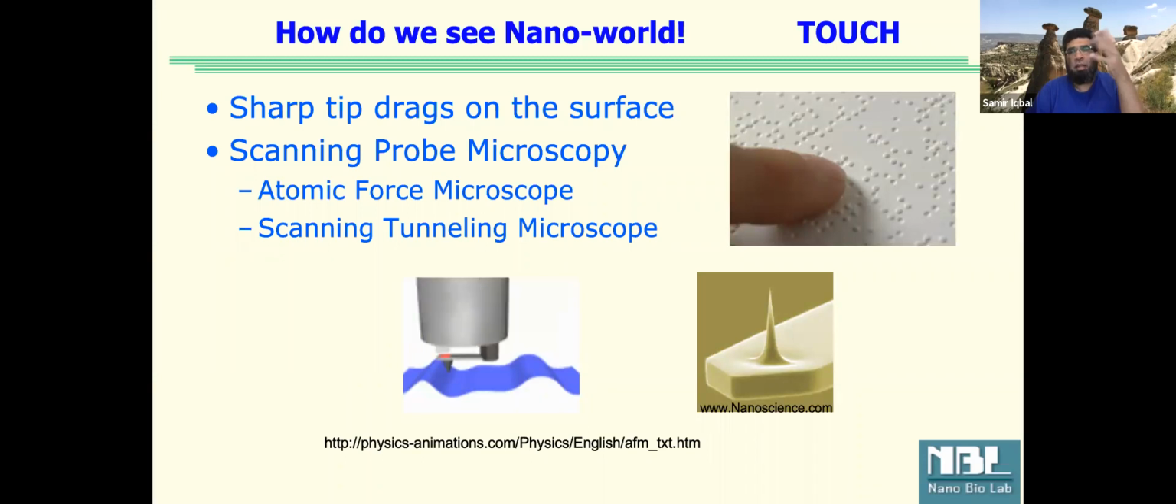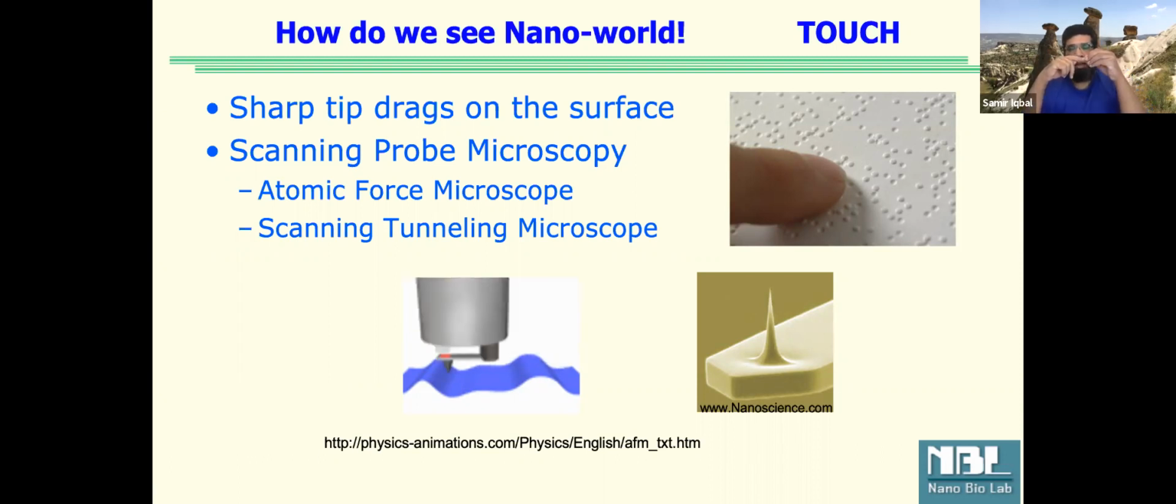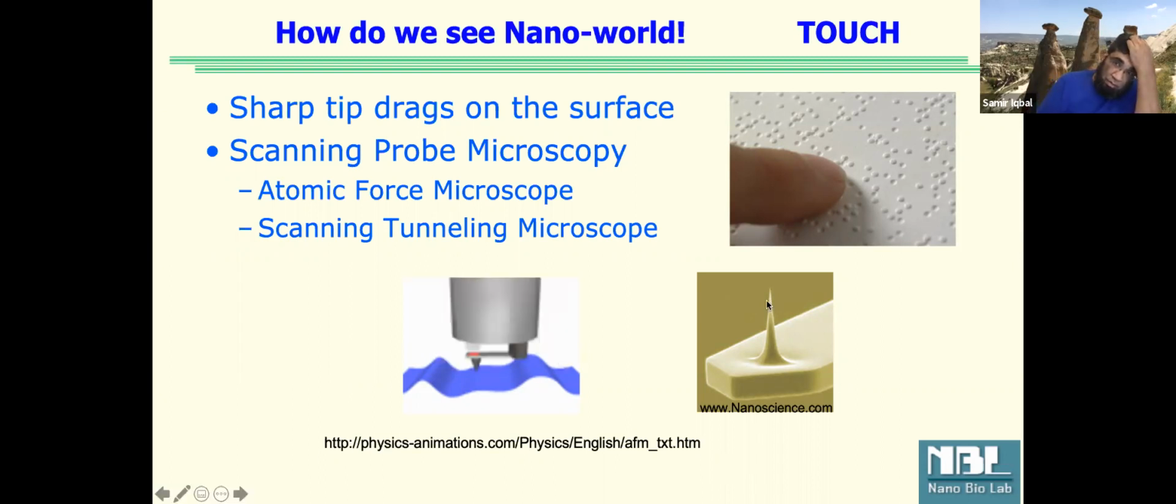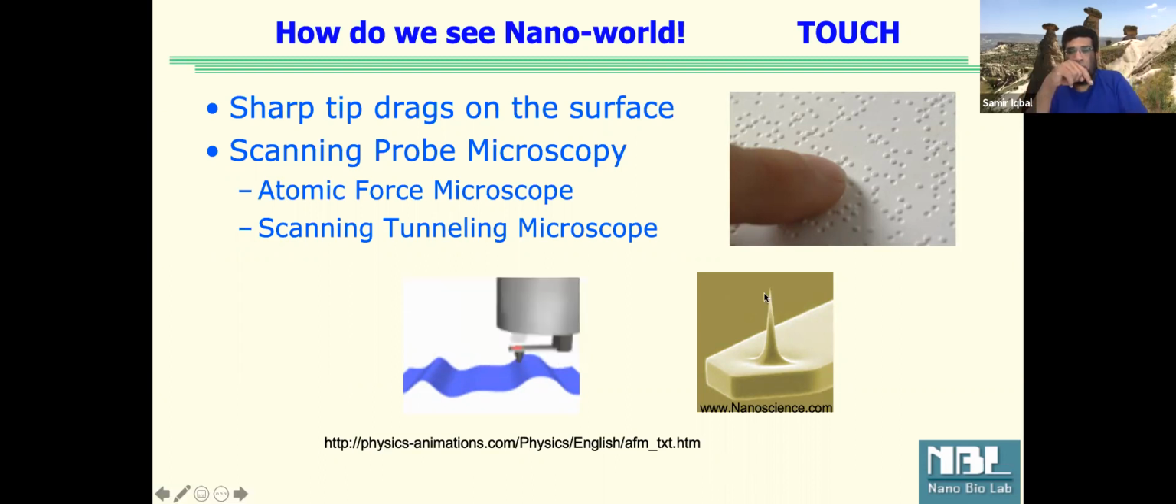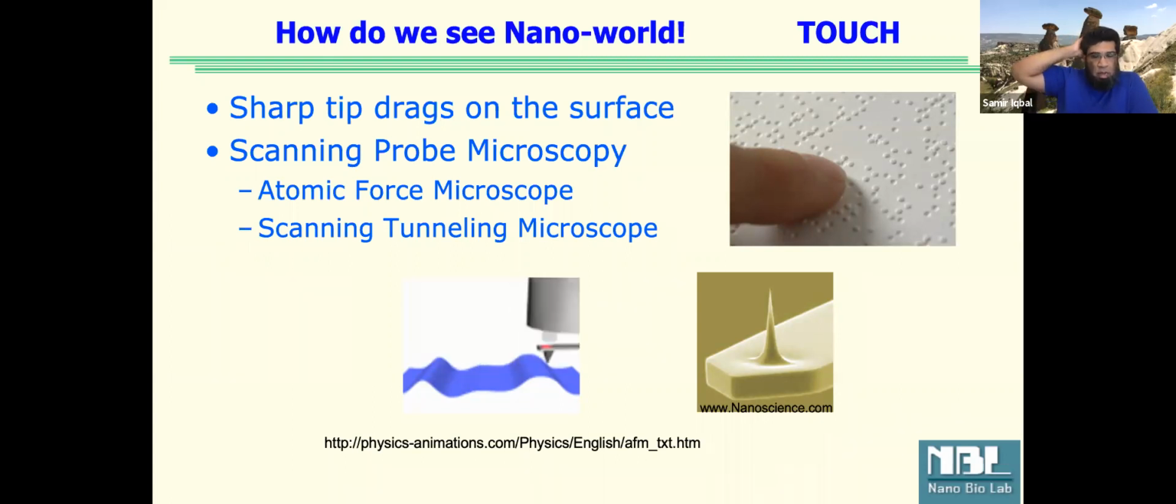One is touch. Touch is again an example of braille code, having small fingers so that you can feel. So we use a similar concept where we have very sharp tips. We fabricate a very sharp tip. Here is an example of a very sharp tip. Then we drag this tip on the surface of maybe a wafer or wherever we have the nanoscale features. Once the tip drags on and encounters the features, it goes up and down. That's what is shown in this cartoon.